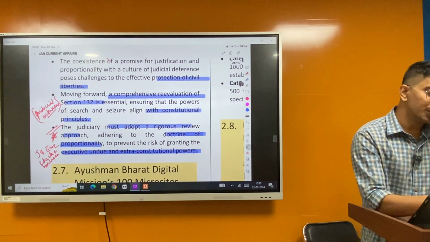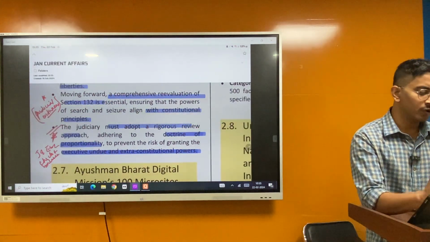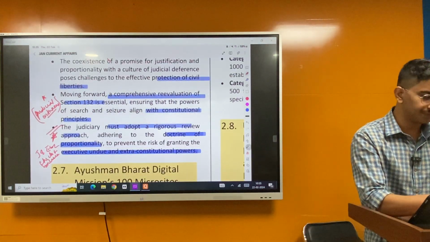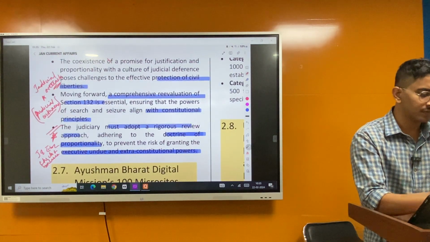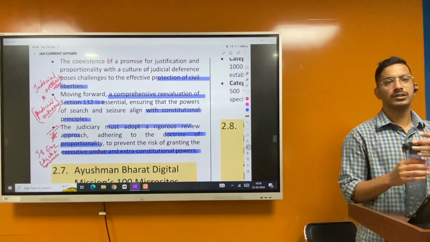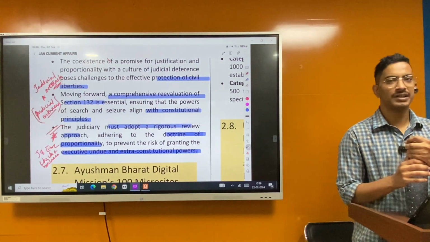So just remember this judicial activism. In paper 2, you'll be reading about judicial activism versus judicial overreach. So judicial activism is good. Judicial overreach is not good. That time they're stepping into the powers of the executive and legislature.